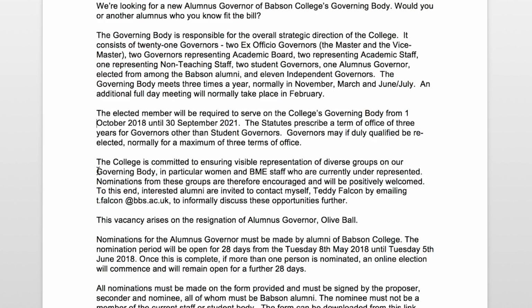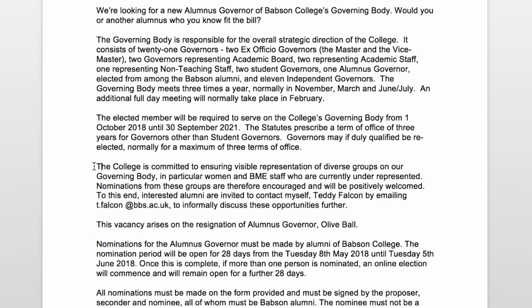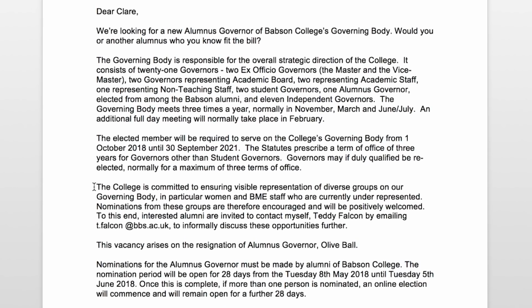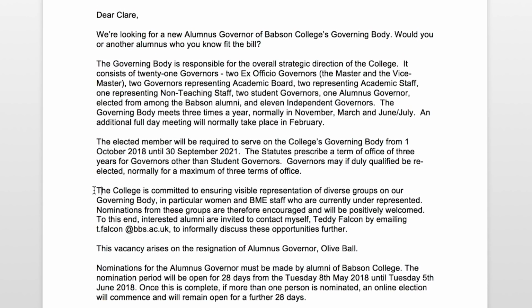But the message I'm particularly interested in is in this paragraph here, where it says, the college is committed to ensuring visible representation of diverse groups on our governing body. So committed to that they've put it in their fourth paragraph. Whenever I see the college is committed to diversity, I always think that's a sign that they're clearly not so committed that they've actually achieved it. It's all very theoretical. So I think I'm going to help them achieve this visible representation of diverse groups by getting that message up further.